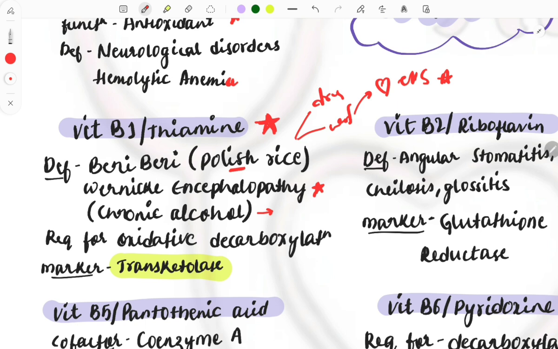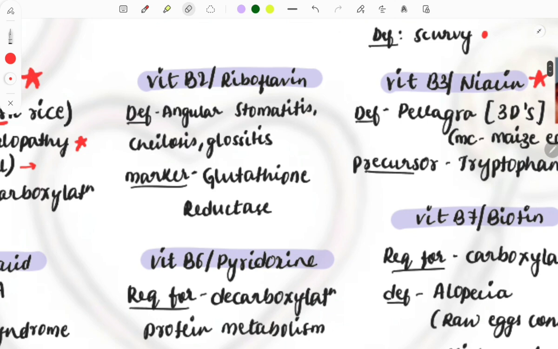I don't remember the exact question asked, but there were these things described about the heart failure, and they had asked what is the cause. So the answer was the wet beriberi. Then B2, riboflavin, and deficiency causes angular stomatitis, cheilosis and glossitis.